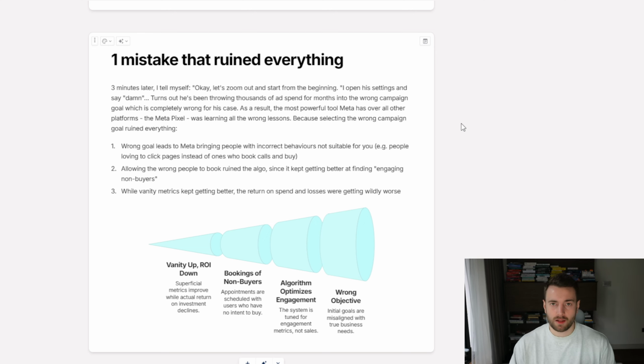Three minutes later, I tell myself, okay, let's zoom out and start from the beginning. I open his settings, and it turns out he's been throwing thousands in ad spend for months into the wrong campaign goal, which is completely wrong for his case. As a result, the most powerful tool Meta has over all other platforms, which is the Meta Pixel, was learning all the wrong lessons, because selecting the wrong campaign goal ruined everything.